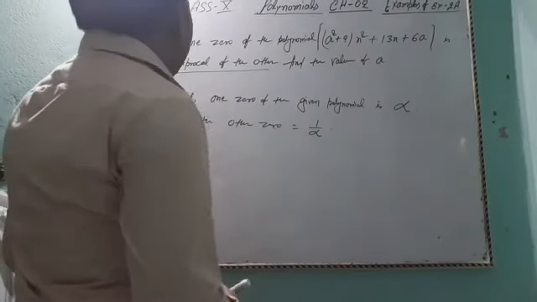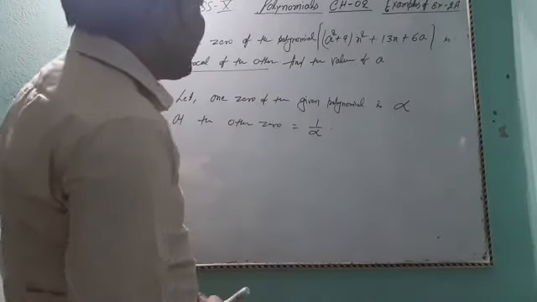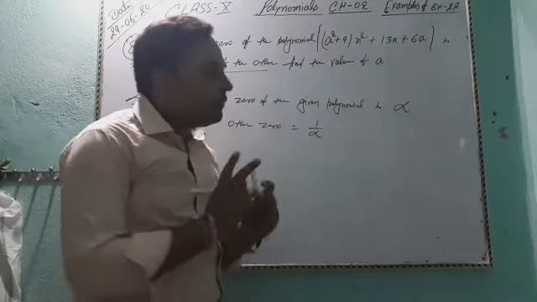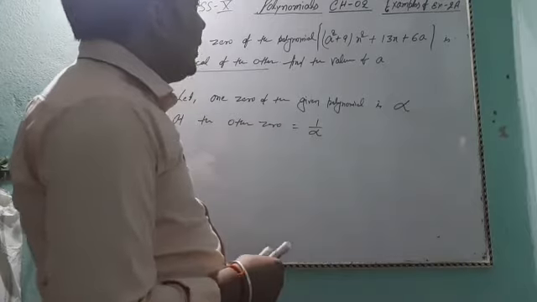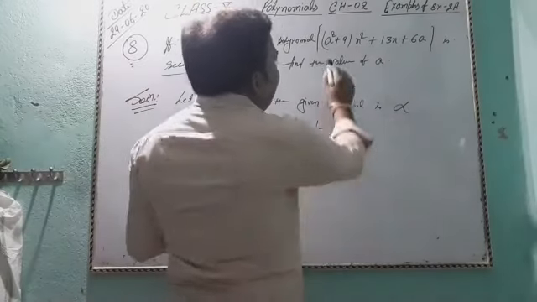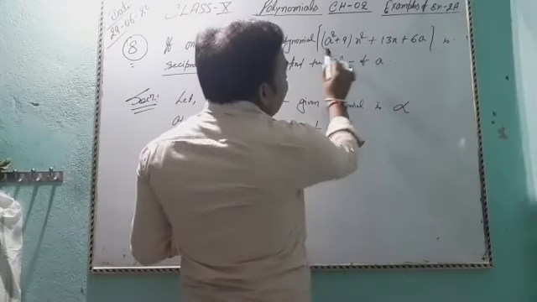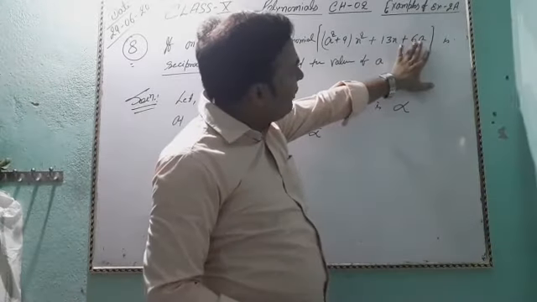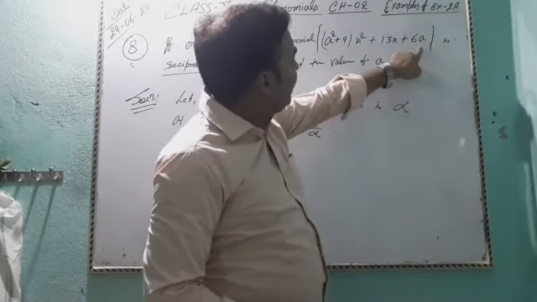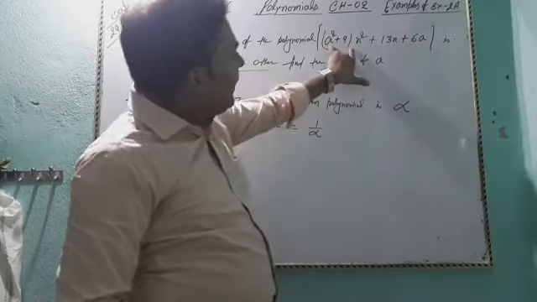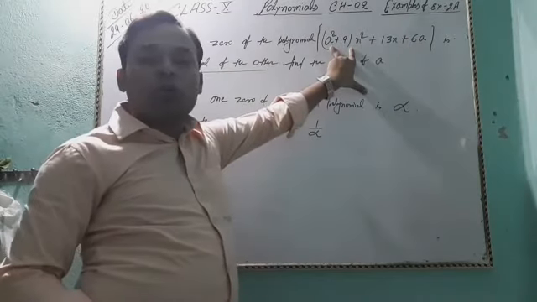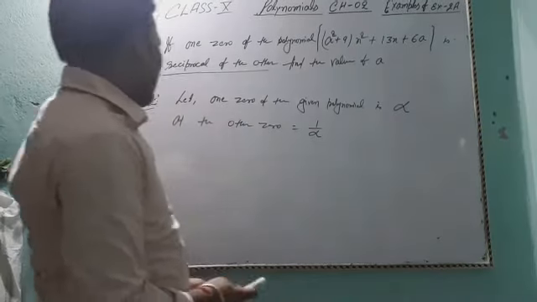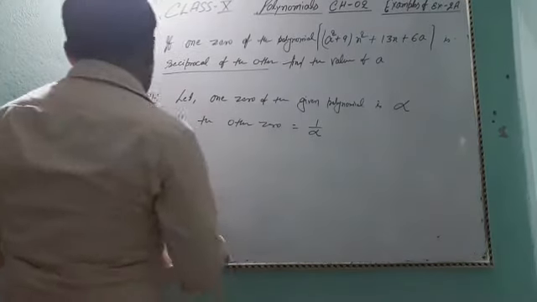And find the value of a. We have to find the value of a. So a square plus 9 is the coefficient of x square and 6a is the constant term, and the constant term and the coefficient of x square are related to the product of the zeros. So first of all we find the product of the zeros.